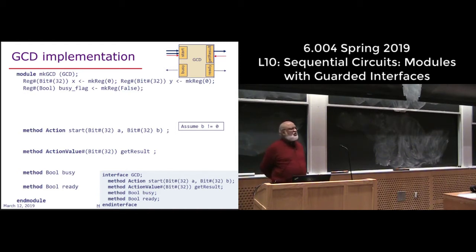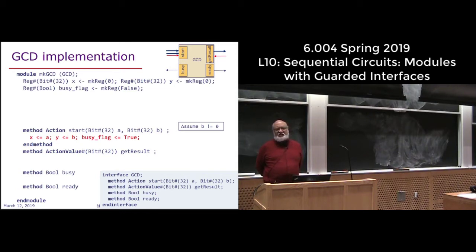What does start do? It has two arguments, right? And the arguments are A and B. What should we do with these? Put them in internal registers, and internal registers are X and Y. When can you do this? You should do this when the GCD is not already busy, right? So that's what you will see here: X gets A, Y gets B, and busy flag becomes true.